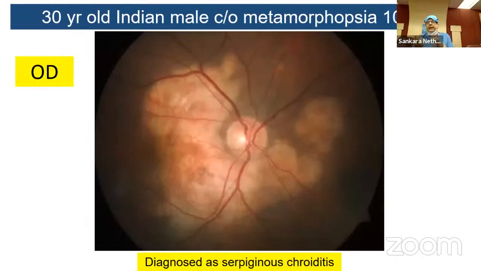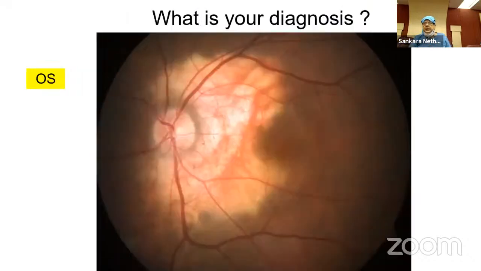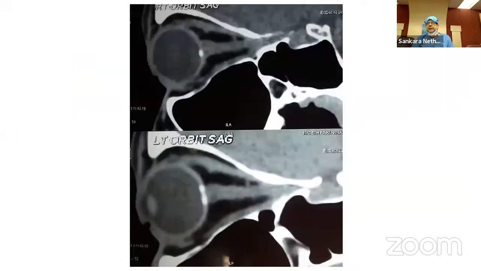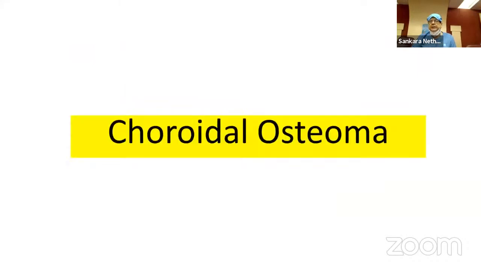Here is another example which can mimic serpiginous choroiditis. Instead of yellowish color, you can see a pinkish color, and the margins are also irregular, in the other eye. But if you do an ultrasound, you will see that high reflective echoes are seen. So what could be the diagnosis here? If you do a CT scan, it showed bony lesions in the choroid. So it is not a choroiditis, it's a choroidal osteoma.